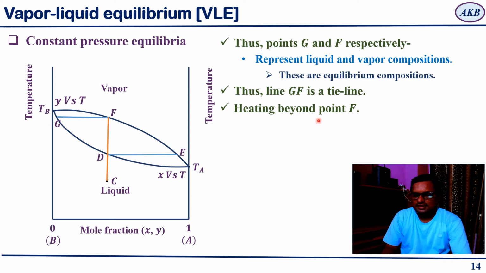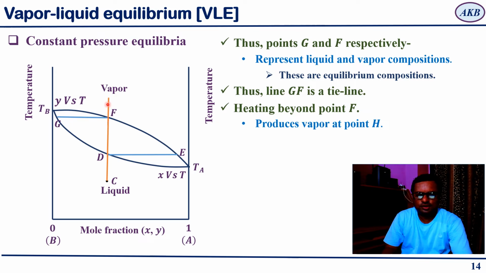Okay. Then if you continue heating beyond point F, what is going to happen? It produces vapor at EH. Okay. So if heating is continued beyond point F, you reach this point, and this point is point H. And what does H represent? H is representing only the vapor phase. At H you just have only vapor phase. So you started with liquid solution at C, and you ended with only the vapor phase at point H.